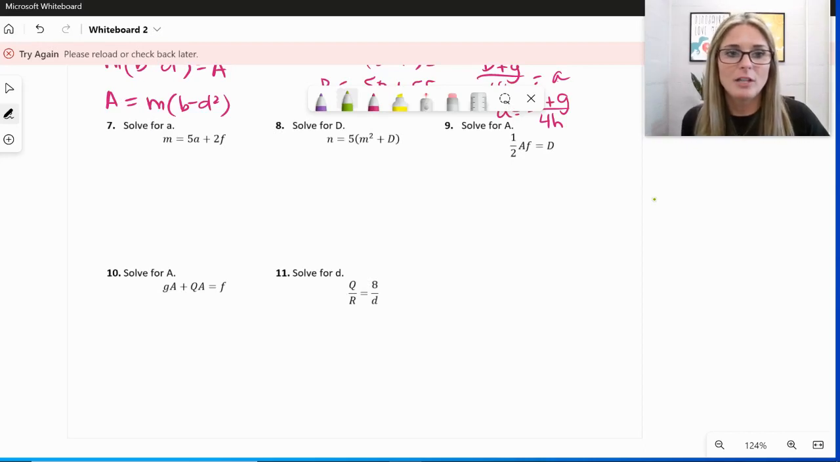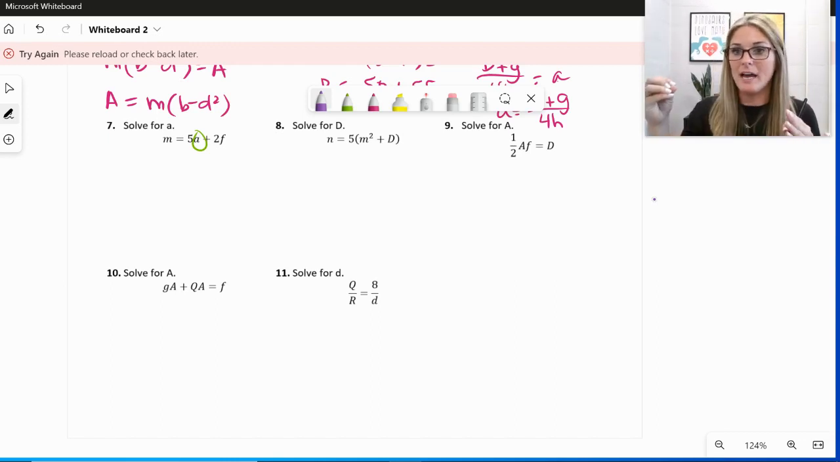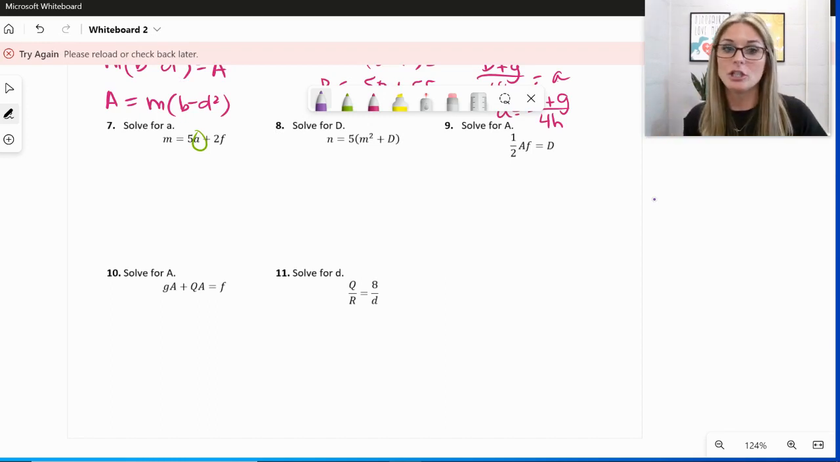Number 7, solve for lowercase a. Our equation M equals 5A plus 2F. This is looking more like a 2-step equation. We have 5A plus the 2F. We want to get rid of that extra term, the 2F, before we peel away the 5 coefficient. Okay, so get rid of the 2F, the extra term first. It's positive, so subtract 2F to the other side. On that left side, there was M, the minus 2F. They're not like terms. I can't actually combine them.